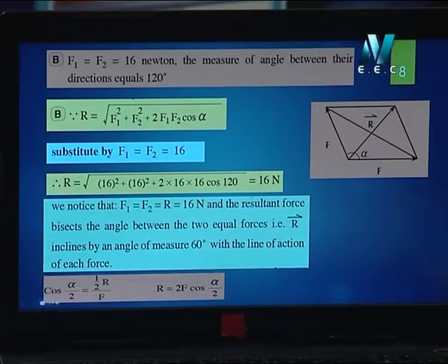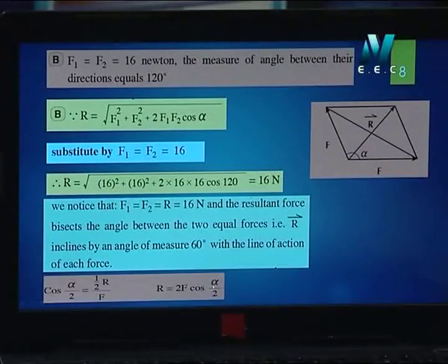So we can say that cosine alpha over 2 equals half R over F, and R equals 2F cosine alpha over 2. We can apply this rule when the two forces are equal in magnitude. We can find R using this rule, which is 2F cosine alpha over 2, and the angle is given by cosine alpha over 2 equals half R over F. So the angle of inclination of R on F equals alpha over 2, or half alpha.